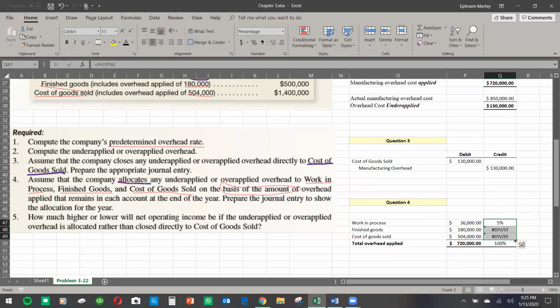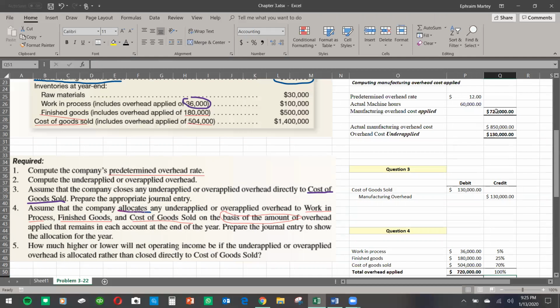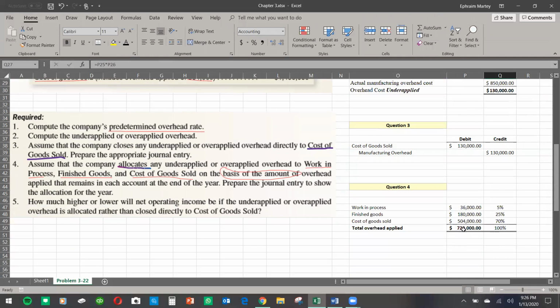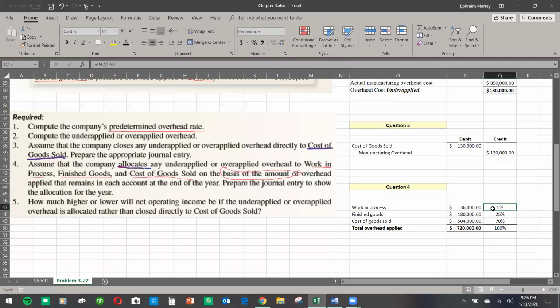And you can just drag it down. Oh, that doesn't work. So we would do 180,000 divided by 720,000. And we take 504,000 also divided by 720,000. So in total, we have 70%. Cost of goods sold was 70% of the 720,000 that was incurred. Finished goods was 25%. Work in progress was 5%. Okay.